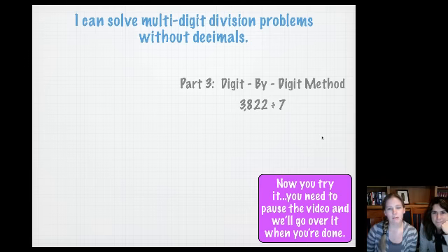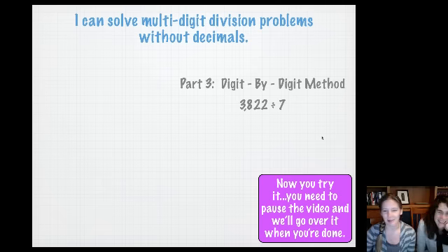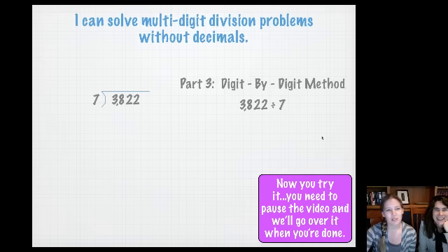Okay, our last method for solving multi-digit division problems without decimals is the digit by digit method. And if you asked your parents how to solve division, this is probably what they'd show you how to do. So they'll like this one. The first thing you do is set it up just like when we did the expanded notation. You'll set it up like a division problem. And you'll see some similarities here.